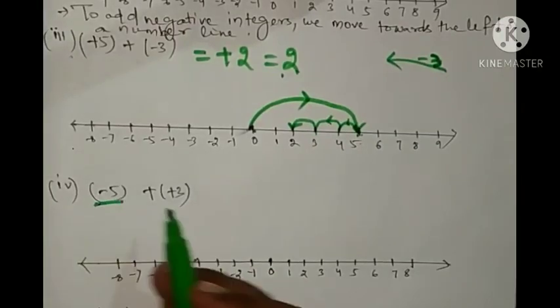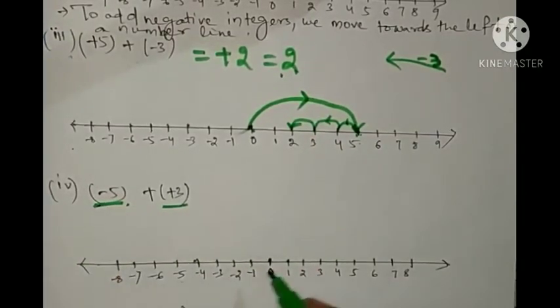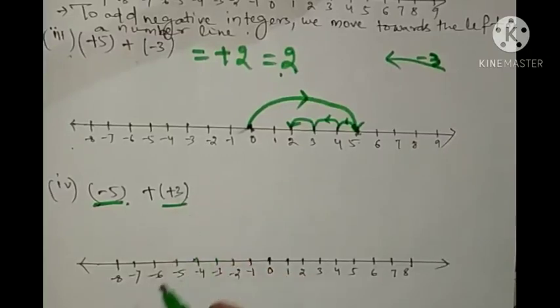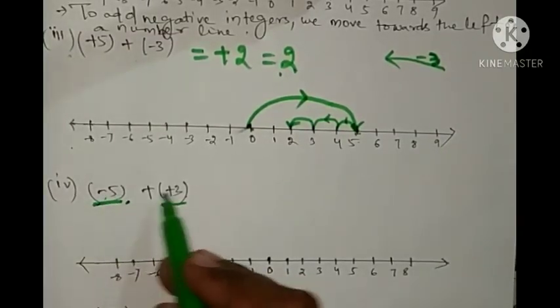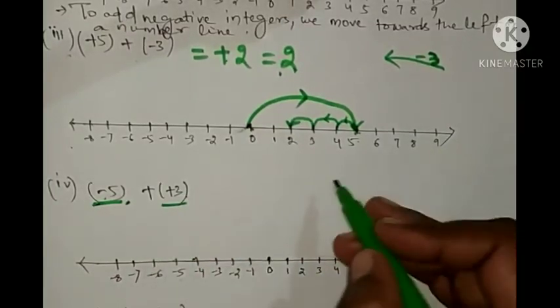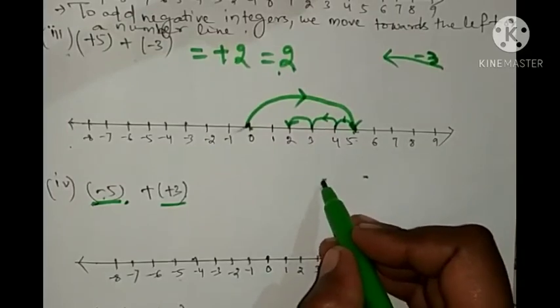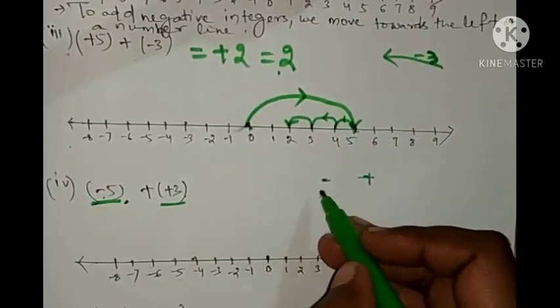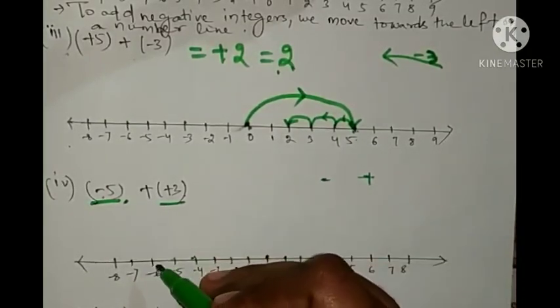Next you see minus 5 plus 3. First minus 5, then plus 3. Minus 5 means you move towards left. Then plus 3 means you move towards right. So wherever the negative sign is, you go to the left side of 0, and where you have the plus sign, you go to the right side of 0.